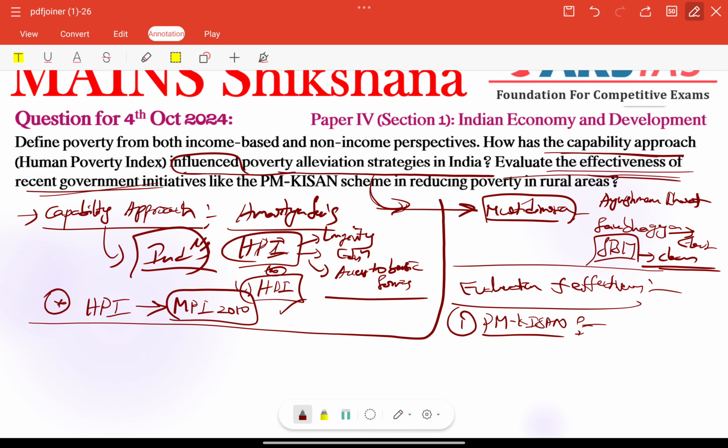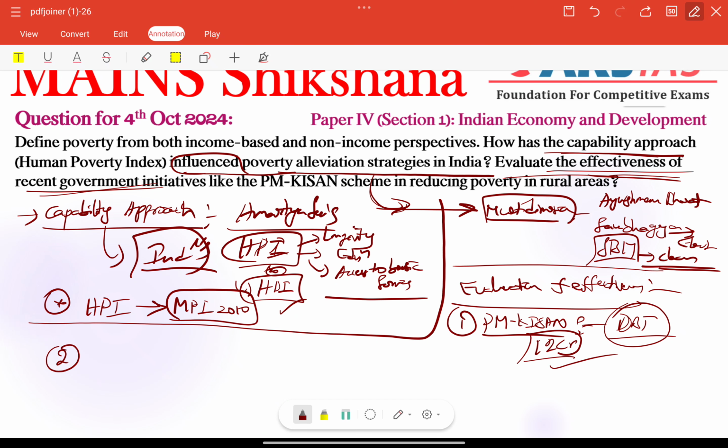PM Kisan. PM Kisan provides 6,000 annually to small and marginal farmers directly through DBT, direct benefit transfer, aiming to enhance their income and reduce poverty in rural areas. Very important. So recent important facts need to be included here. By the end of 2023, PM Kisan had benefited over 12 crore farmers. That is a very important fact.